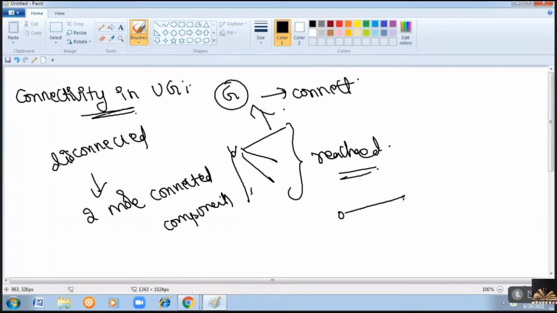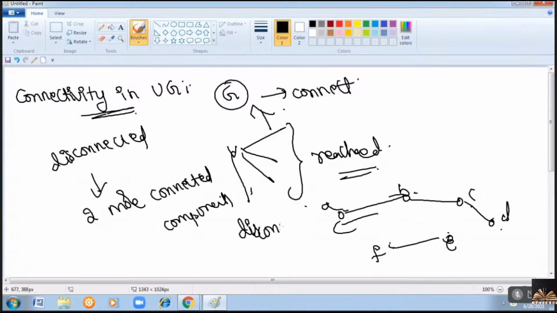Consider the same example, the previous one. Here, from every vertex you should be able to reach all other vertices, but from A you can reach only B, C, D, and you are not able to reach E and F. Therefore, this is a disconnected graph, right? And for a disconnected graph, it includes two or more connected components.